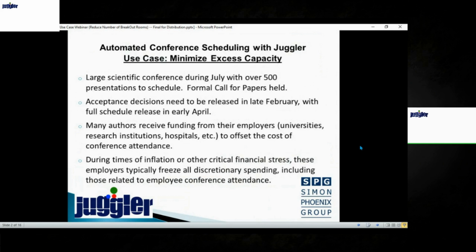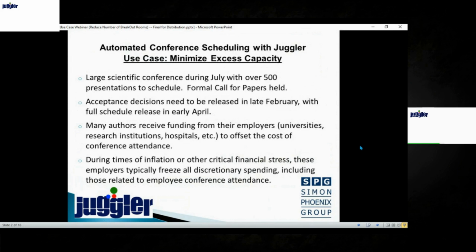They also hold a very formal call for papers, where papers are solicited from many hundreds of authors. They are reviewed. They are assigned themes. And then papers are accepted. Acceptance decisions are made. A lot of papers are accepted. Some papers are not accepted. Those acceptance decisions need to be released, usually in the late February time period, with a full schedule release in early April.